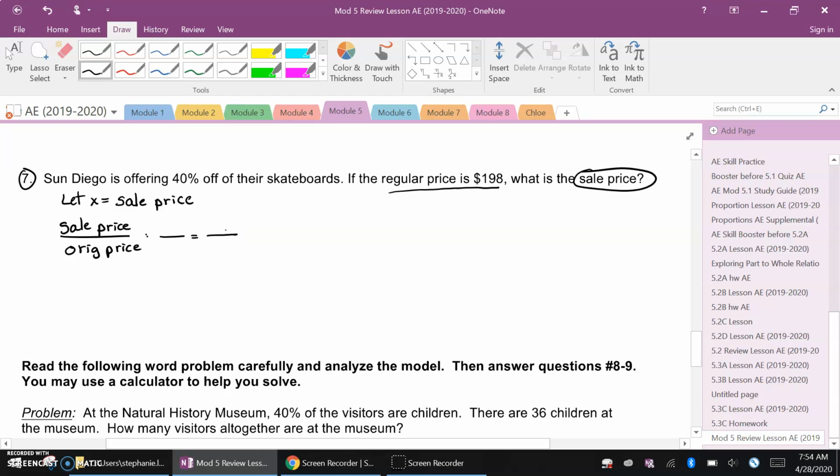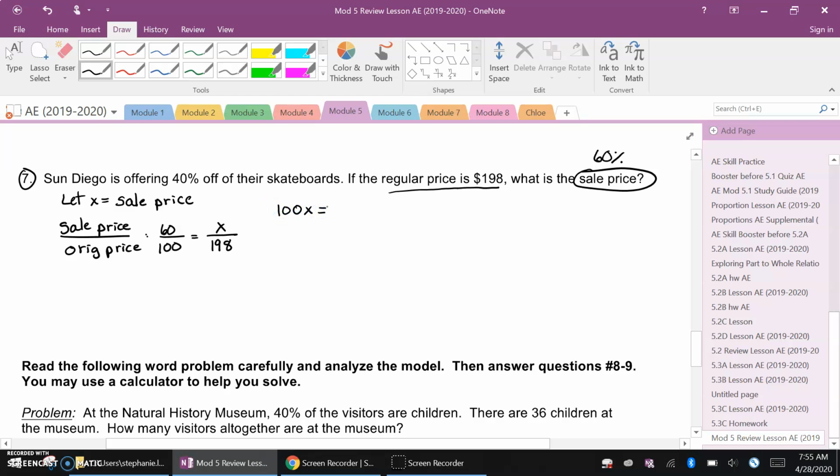So it says that San Diego is offering 40% off of their skateboards. So if it's 40% off of their skateboards, that means the amount you're paying is going to be 60%. So there's hidden information in this problem. This is only going to be a bonus question on your test, so you don't need to worry or stress about this one being an actual question on your test. It tells us the regular price is 198. Our sale price is going to be X, and we're going to go ahead and cross multiply.